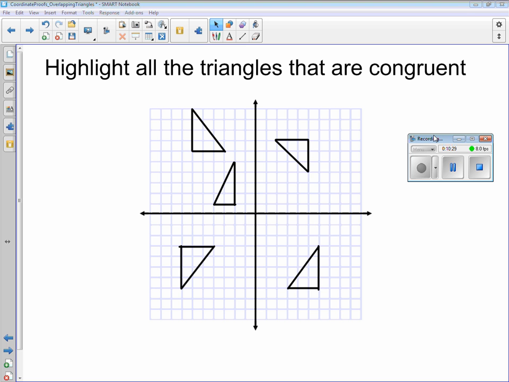What kind of triangles do you see here? Right triangles. Okay, that's helpful. Why is that helpful in coordinate geometry? Hang on.